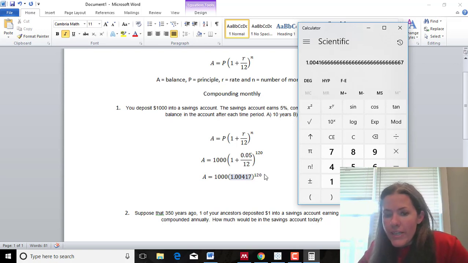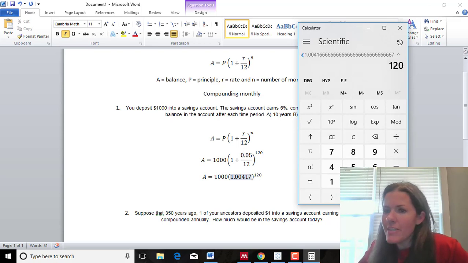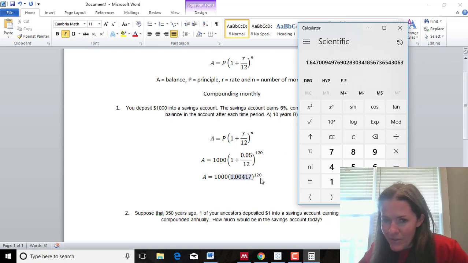The next thing I want to do is raise that to the exponent, so I'm going to use the x to the y key and raise it to the 120th power. That might seem like a lot. You might think, oh my god, it's going to be huge. It is going to be a lot bigger than just 1, but it's not terribly bigger. It's 1.647. See, not that big, right?